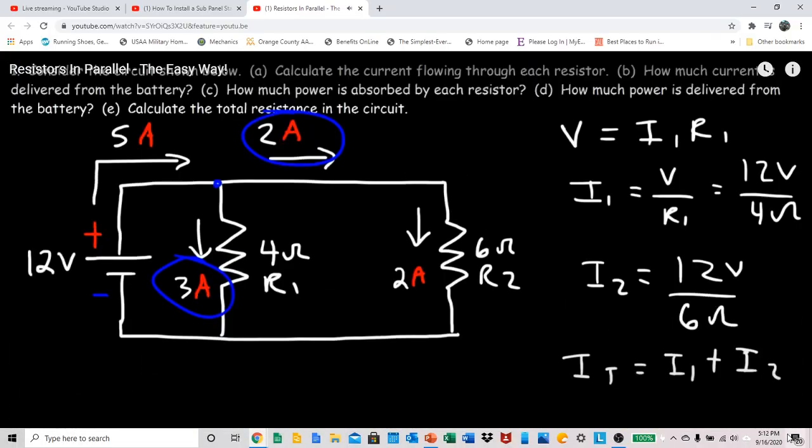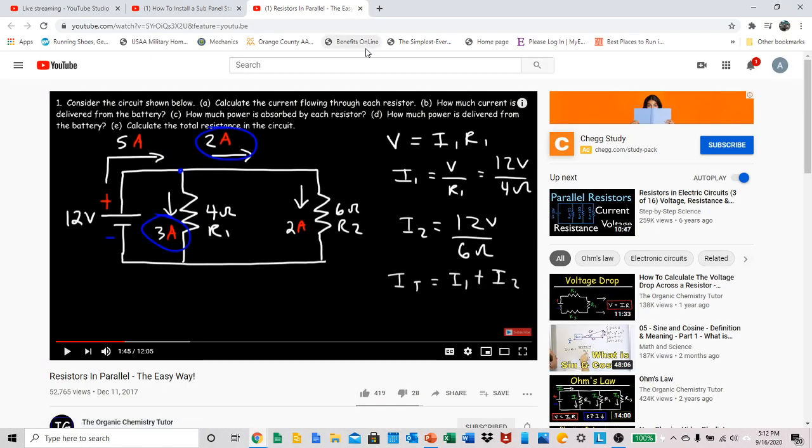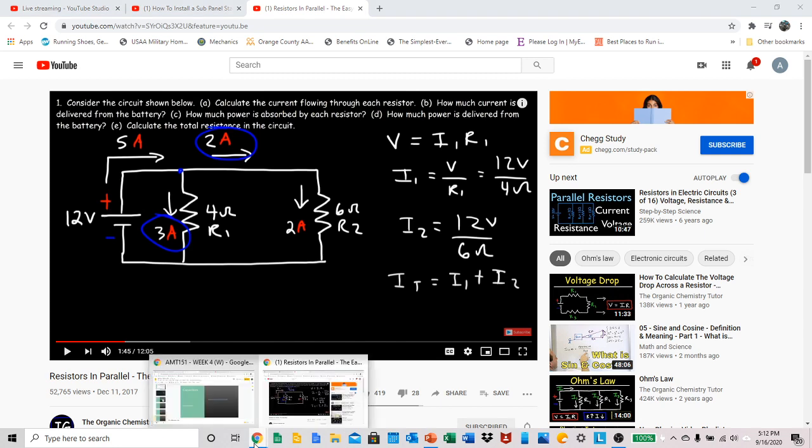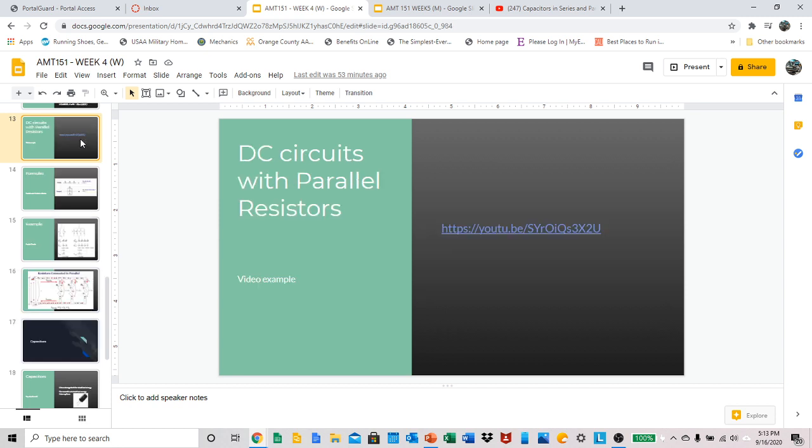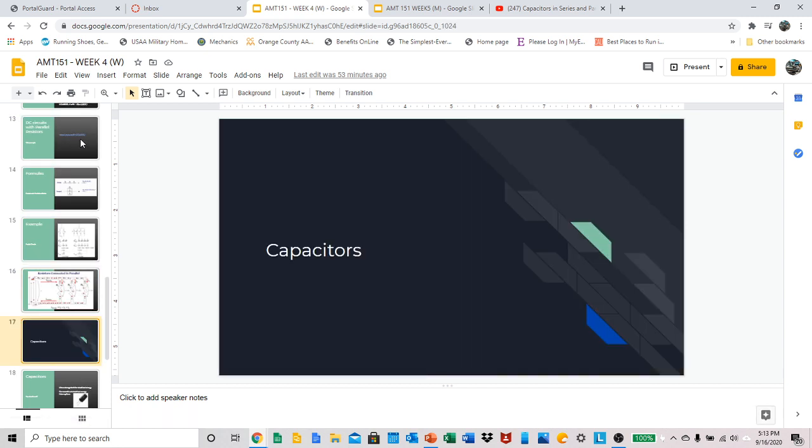Okay, actually I changed my mind. I don't want to show you guys that video because it goes more into the entire calculation of the parallel circuits, and what I want to do is talk about capacitors because that is a big portion of your quiz today. So we will get into resistance, current, and power of parallel circuits next lecture. So I'm going to move on to capacitors.